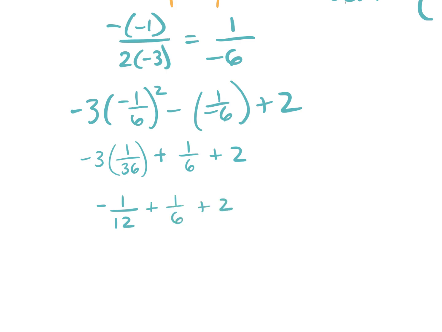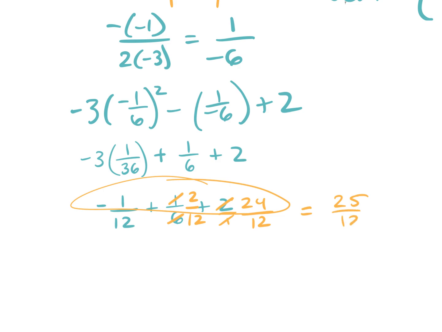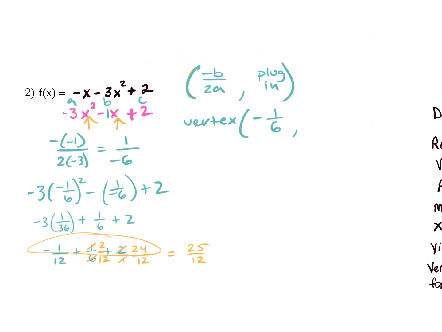We need a common denominator to add fractions. So I'm going to multiply the top and the bottom here by 2. So we get 2 over 12. And while I'm at it, I'm going to multiply the top and the bottom of 2 over 1 by 12 to give us a common denominator here. So this would be 24 over 12. So we're going to add all of our numerators together. We get 25 over 12. So that would be our y value, 25 over 12.